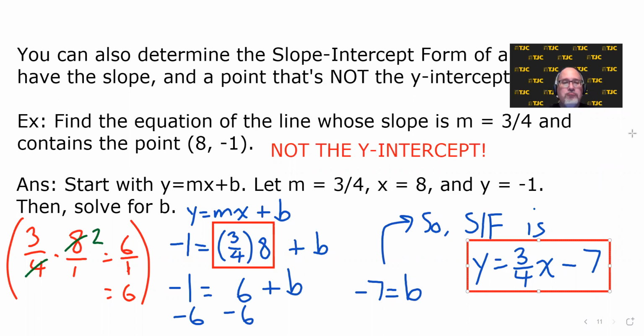If you have a slope and a point, then you can still use slope-intercept form. Set it up, plug in the m, the x, and the y that you have, solve for b, then you can say what slope-intercept form is. And that is the end of this video and the end of the videos for homework 5.4, I believe it was. If you got any questions, you know how to get a hold of me.